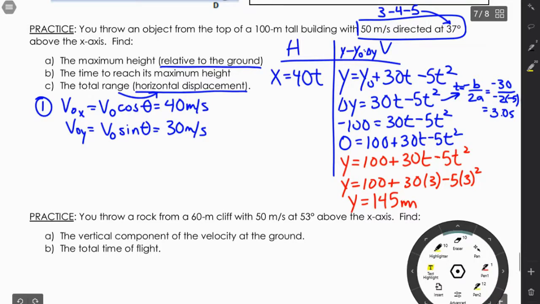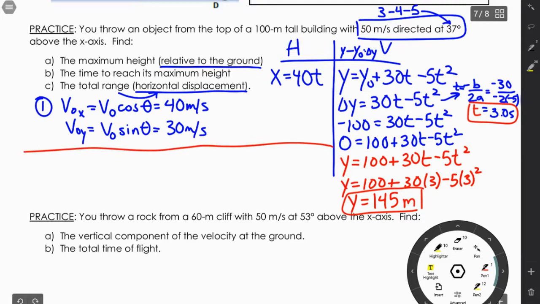Sorry about the extra hump on the M. So there's my maximum height, and here's the time to the maximum height. Now I'm going to give myself a little room here to show the quadratic equation.